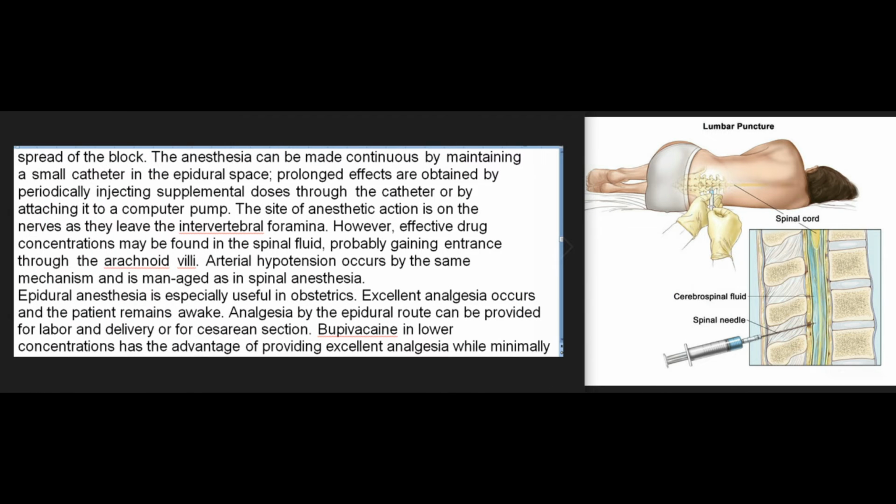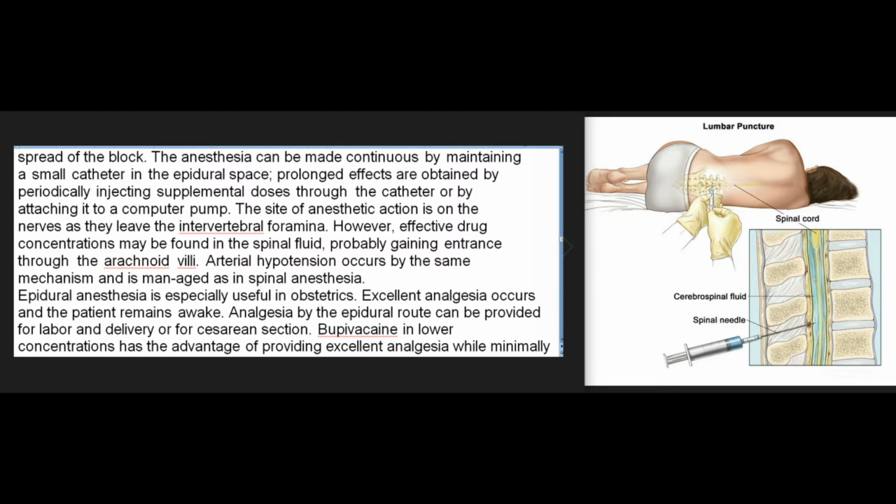of the block. The anesthesia can be made continuous by maintaining a small catheter in the epidural space. Prolonged effects are obtained by periodically injecting supplemental doses through the catheter or by attaching it to a computer pump. The site of anesthetic action is on the nerves as they leave the intervertebral foramina. However, effective drug concentrations may be found in the spinal fluid, probably gaining entrance through the arachnoid villi. Arterial hypotension occurs by the same mechanism and is managed as in spinal anesthesia.